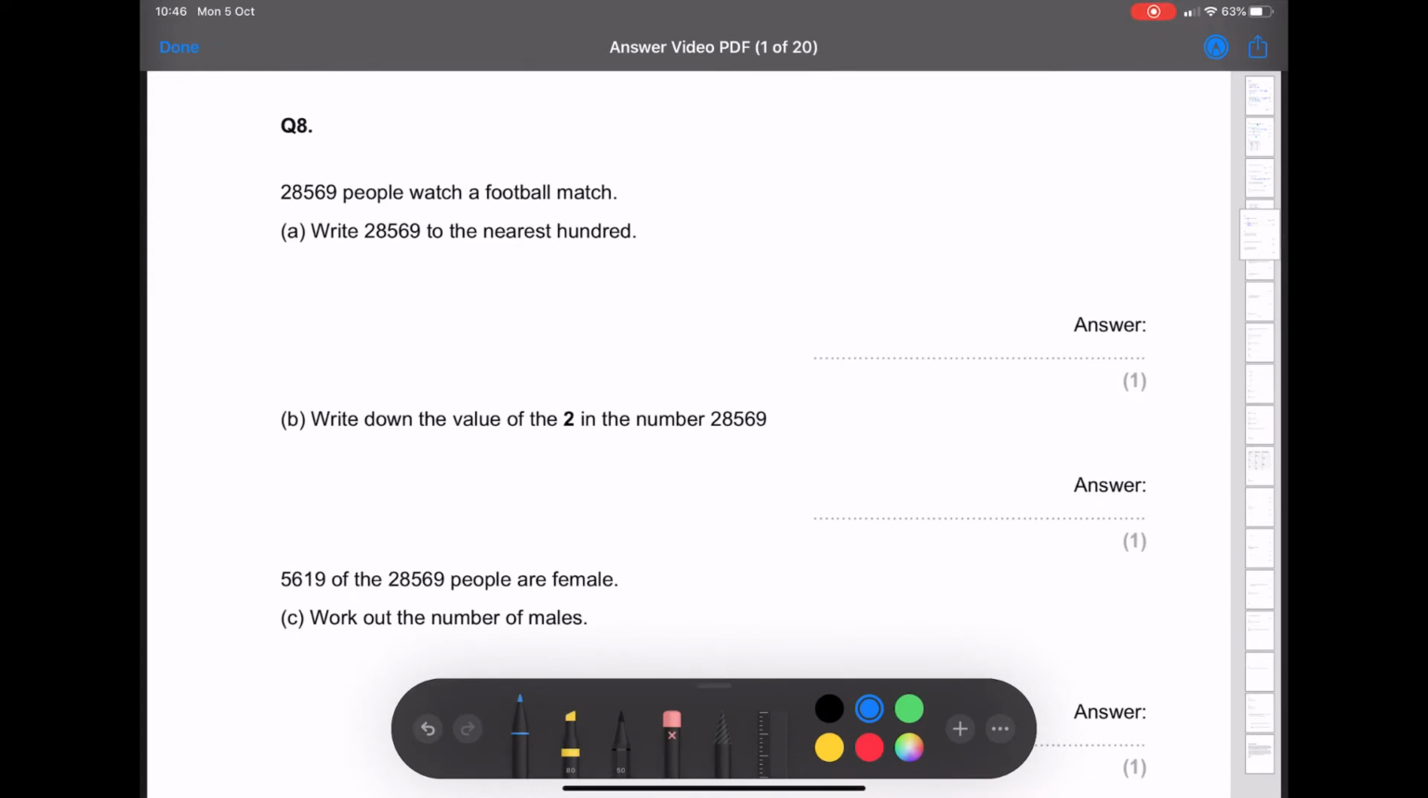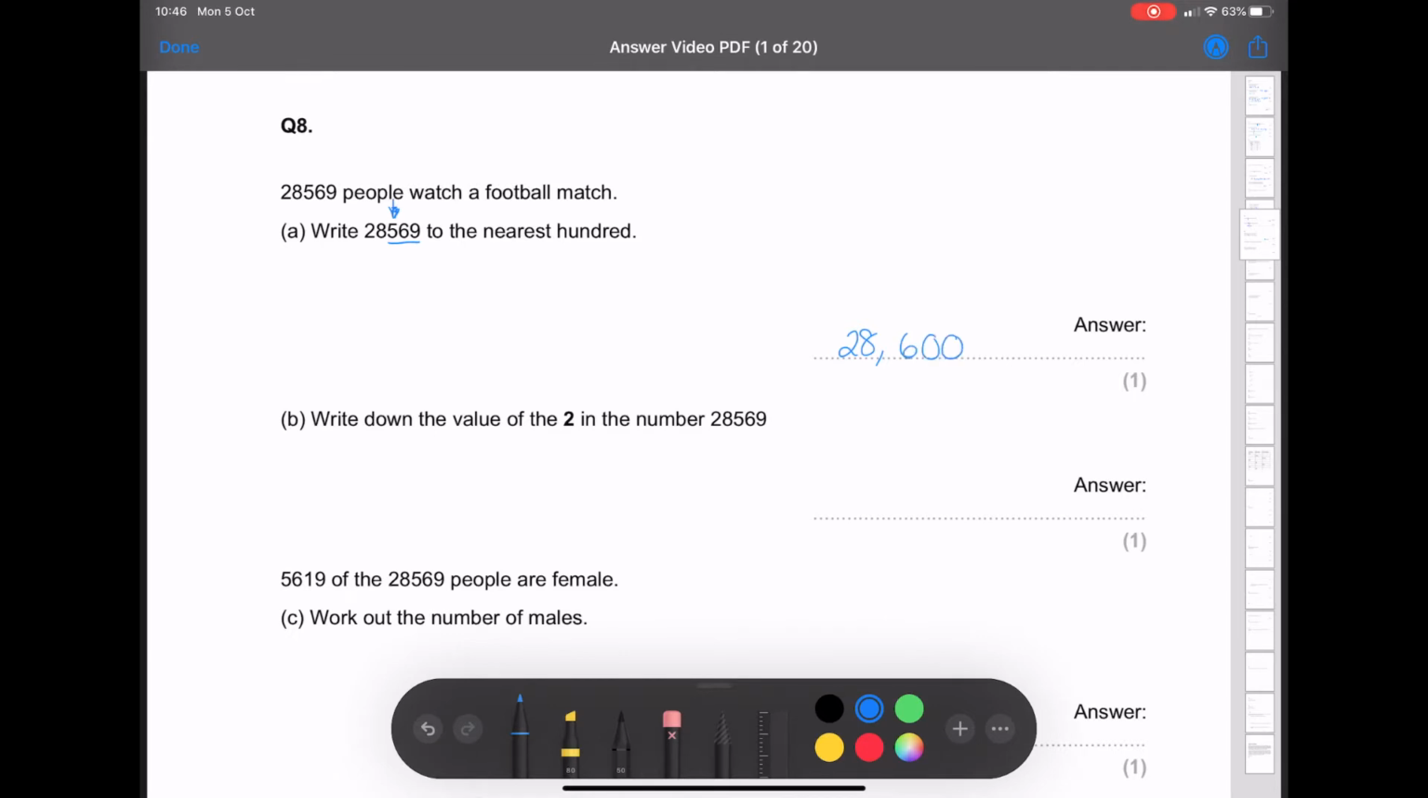Okay, so with this one, 28,569 people watch a football match. Write 28,569 to the nearest 100. So here is our hundreds column. So it would be 28,000, and then is this closer to 500 or 600? It's actually closer to 600.